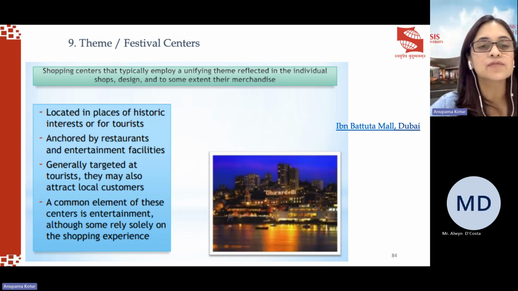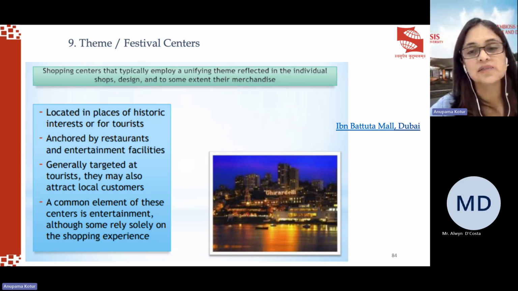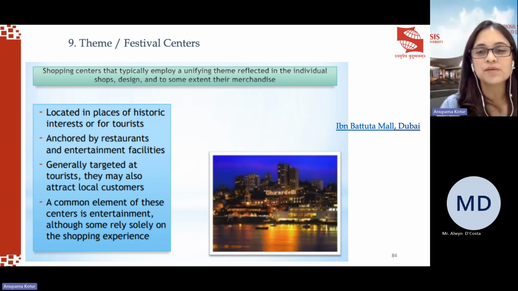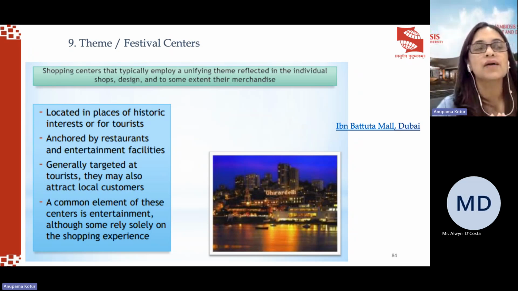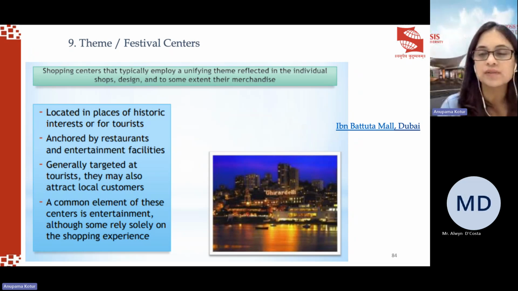And then, of course, we have theme or festival centers. These are themed malls. For example, the Ibn Battuta Mall in Dubai, you will see that it has 7 or 8 different sections, and each of these have an ambience very specific to that theme. For example, the Arabian theme or the Egyptian theme, and all of those, right?